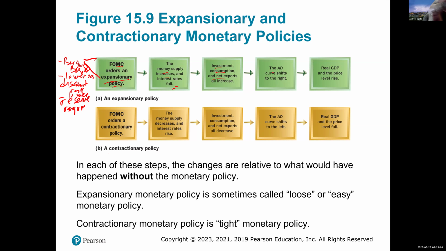And then on the other hand, when there are fears of inflation, the economy is overheated, where we are producing beyond full employment. That's what we call an inflationary gap.